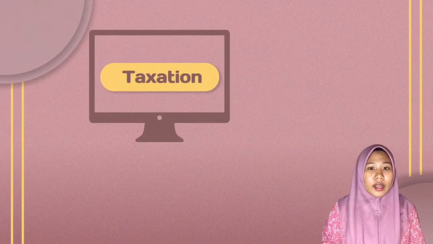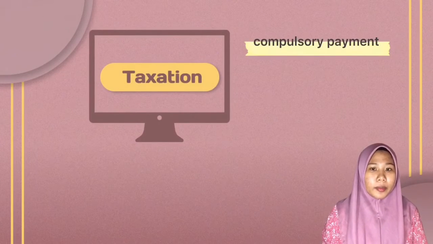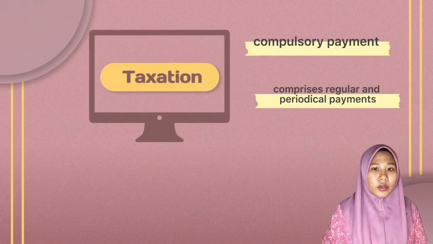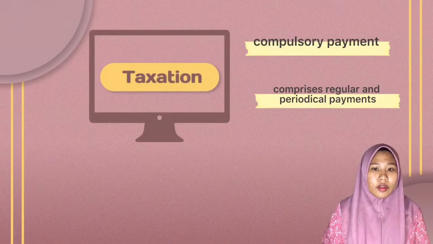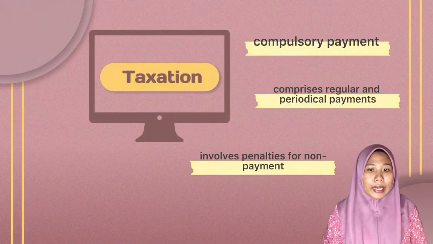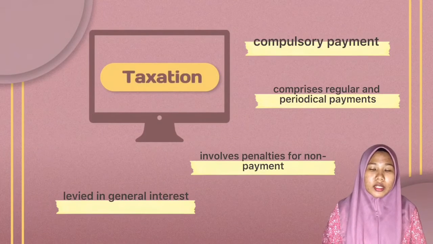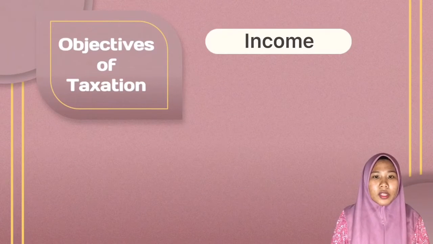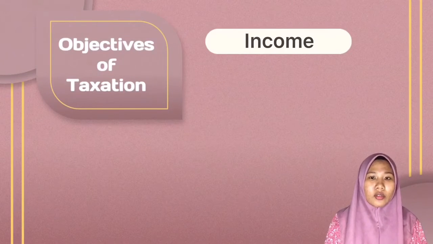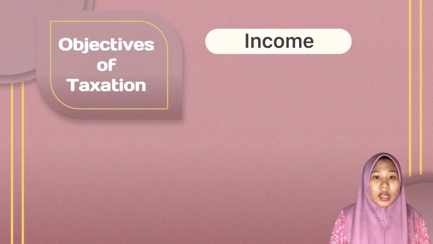Taxation. The features that a tax has: first, it is a compulsory payment. Second, it comprises regular and periodical payments. Third, it involves penalty for non-payment and is levied in the general interest of the nation. The objective of taxation is income. It is because the government uses the taxes collected to finance its expenditure.